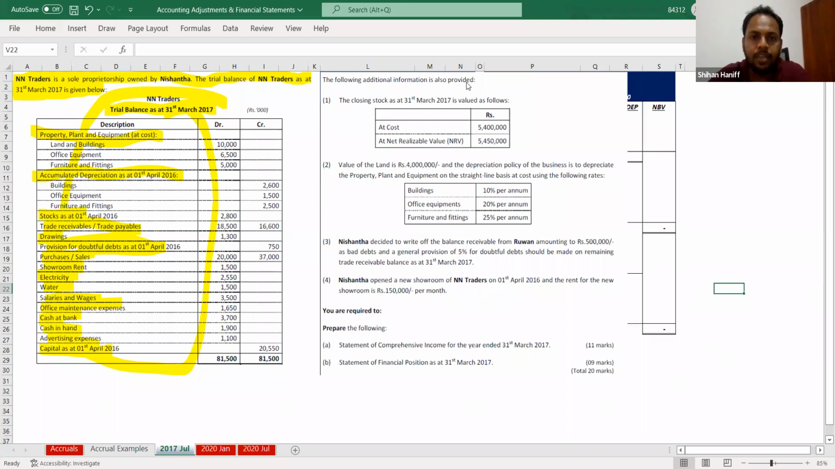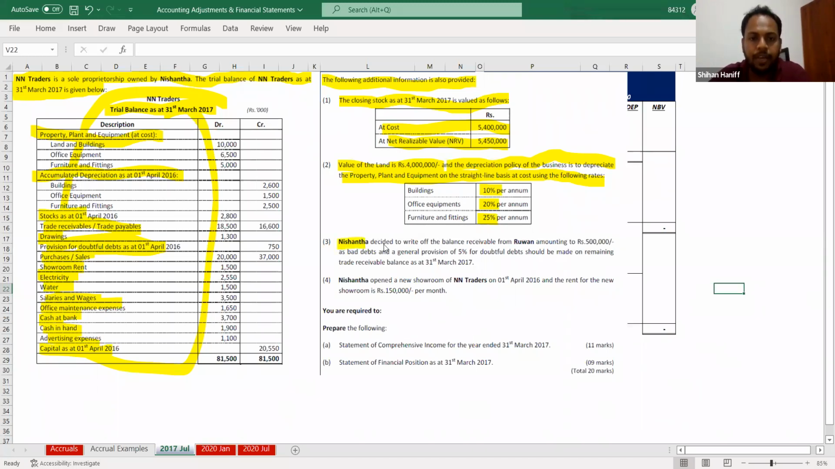The following additional information is provided. So the first adjustment is the closing stock. Cost is 5.4 million. Net realizable value is 5,450,000. Value of land is 4 million. And the depreciation policy of the business is to depreciate the property, plant and equipment on a straight line basis at cost using the following rates. These are the rates for depreciation.